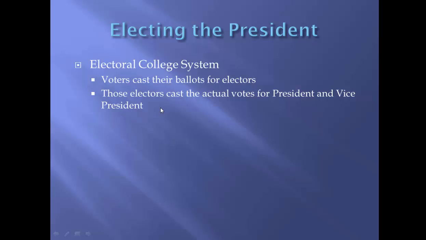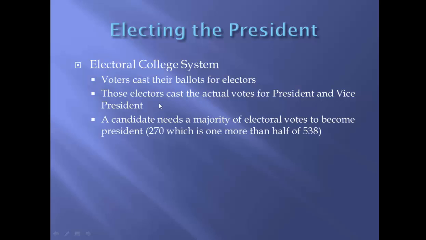So once again, if our vote went directly to the president, that would be a direct election. This is an indirect system. What is that system? The Electoral College, right? What's a candidate need? Well, you need a majority of Electoral College votes to become the president. Notice what I've said. Majority of Electoral College votes. The popular vote simply does not matter.